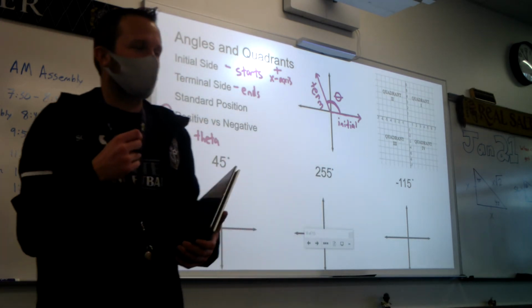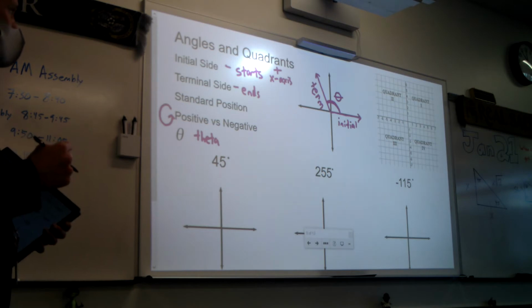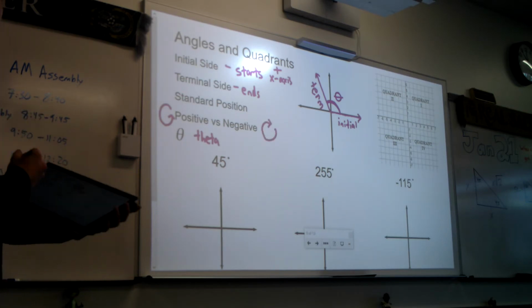Now, guys, what happens if I put a negative with my angle? It's the opposite. Does it go clockwise? There you go. Instead of going counterclockwise, we're going clockwise. So let's do some easy examples here, okay?